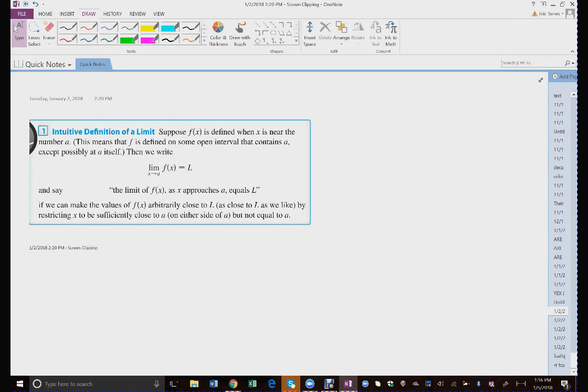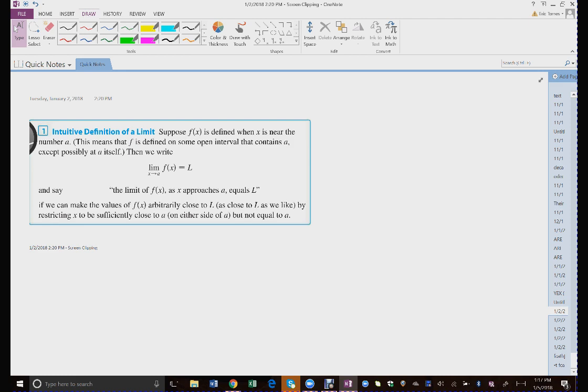doing in this class. Right out of our textbook, you can go ahead and write this down if you'd like to. I'm just going to read it. Suppose f of x is defined where x is near the number a. Keyword, near. This means that f is defined on some open interval that contains a, except possibly at a itself. Again, an important concept that what we're looking at doesn't actually have to contain a.